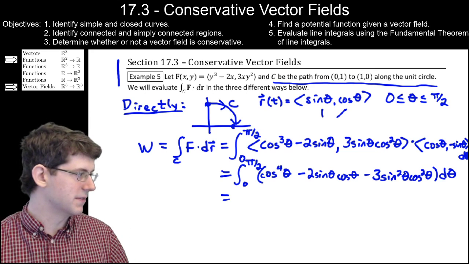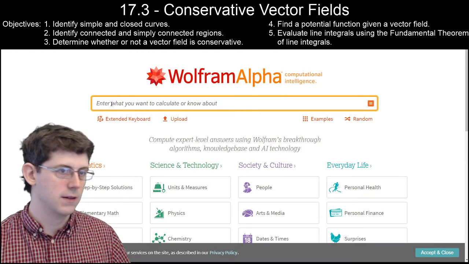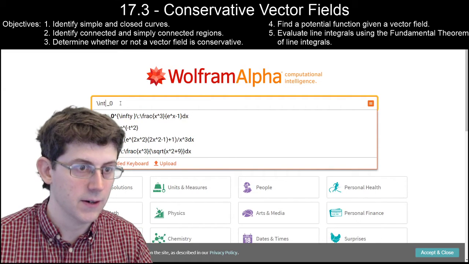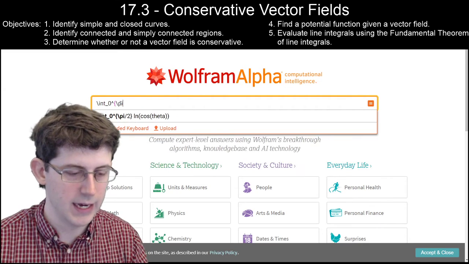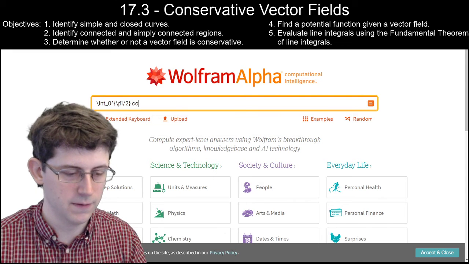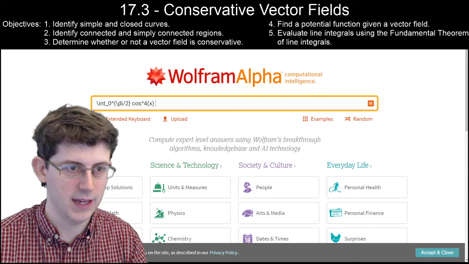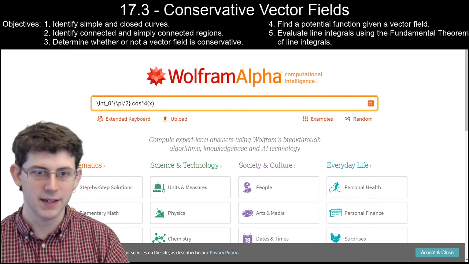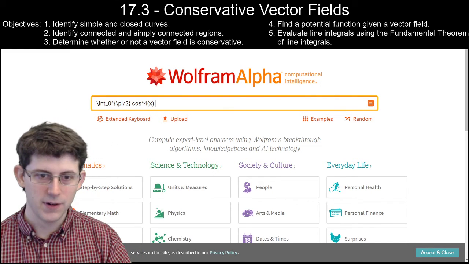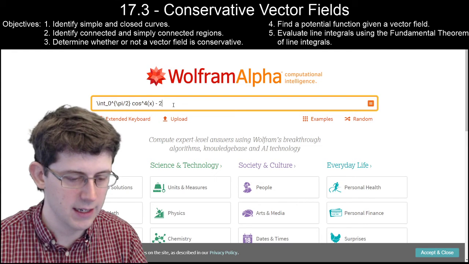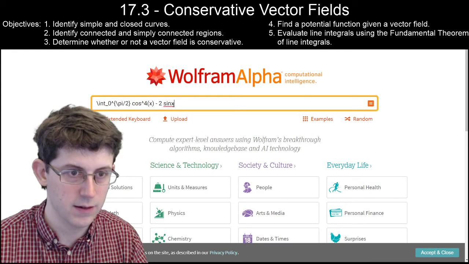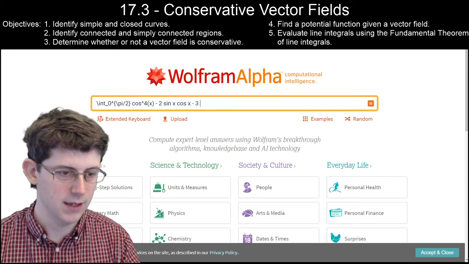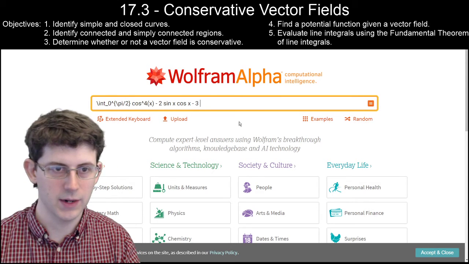So I'll go to Wolfram Alpha. I want the integral from 0 to pi over 2 of cosine to the 4th x. I'll just call them all x so that it's easier to type into Wolfram Alpha. Cosine to the fourth minus 2 sine cosine minus 3 sine squared cosine squared.